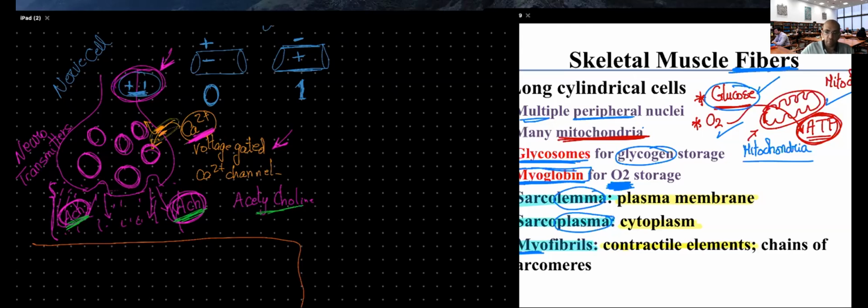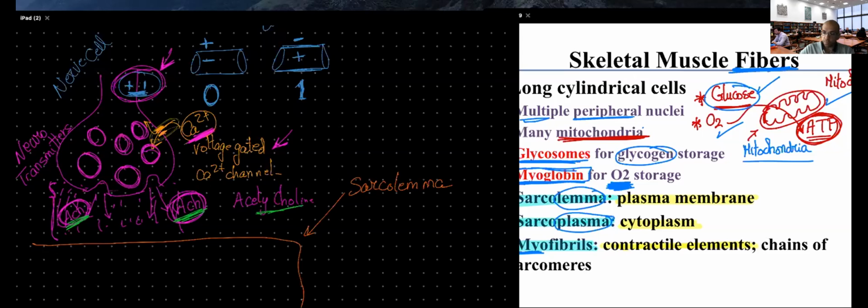the muscle cell. Can you remind me what was the name of the plasma membrane of the muscle cell? On the side in here, what do we call it? It's my sarcolemma. So this is a sarcolemma, which is a plasma membrane of the muscle cell.